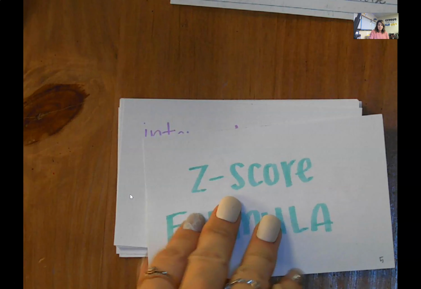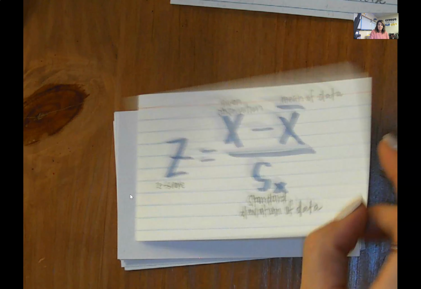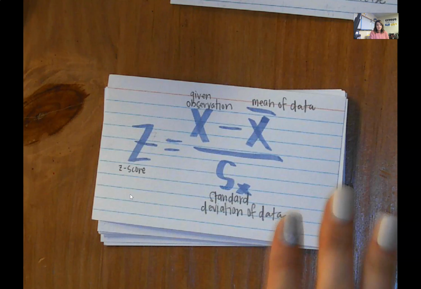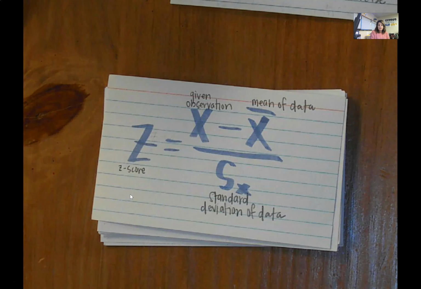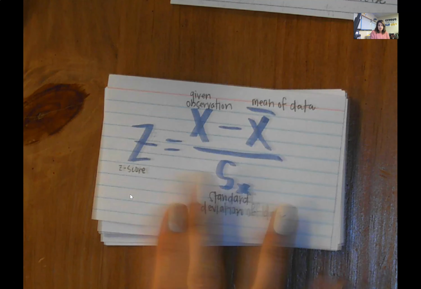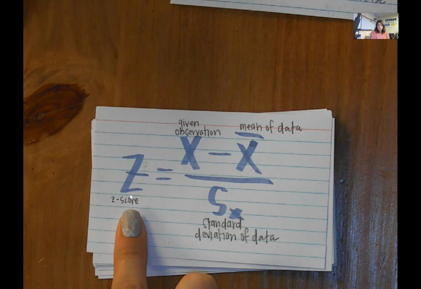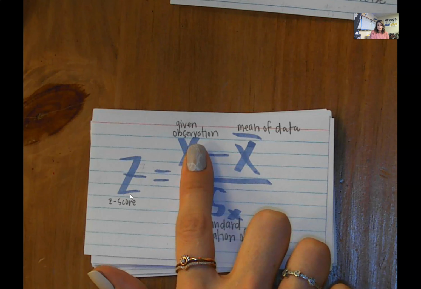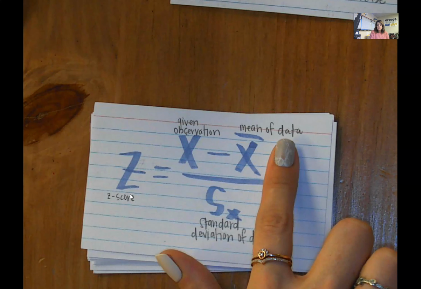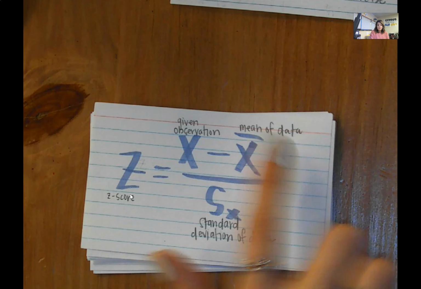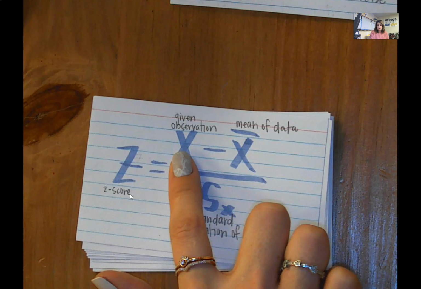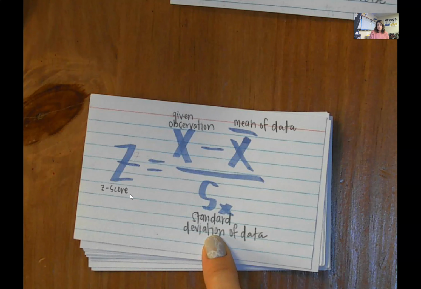Z-score formula is very easy. Hopefully we all have that memorized. I just made sure that I went in and labeled all of the different elements. So this is our Z-score, or our standardized score. This is the given observation. This is the mean of the data that this observation comes from. This is the standard deviation of the data.